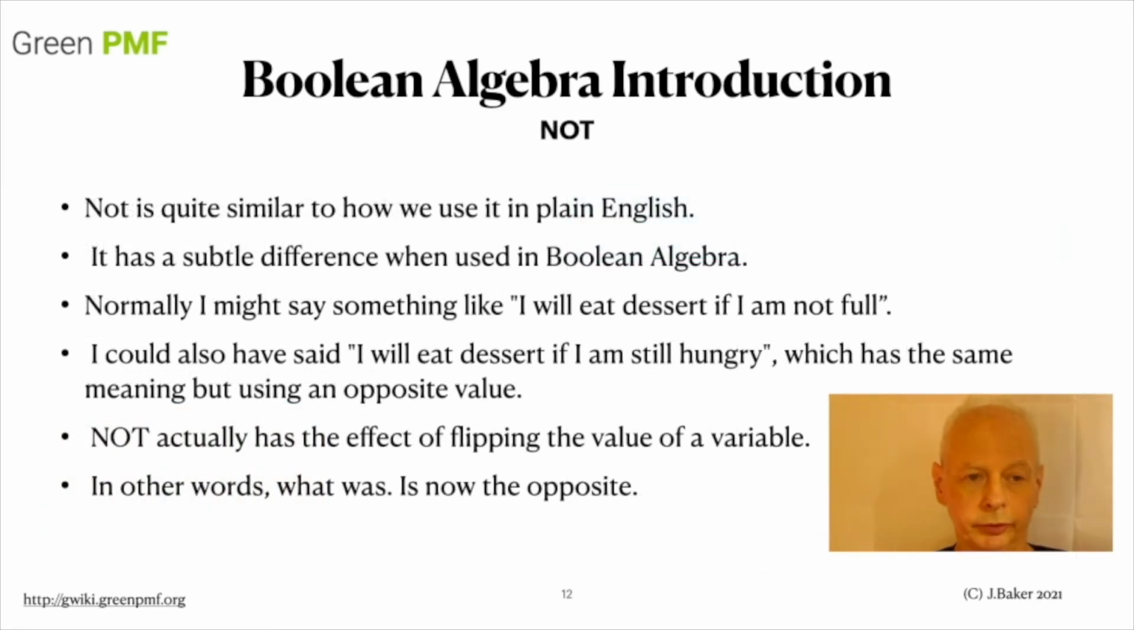Now for a good one. It's called NOT. Go on, have a guess as to what that means. It simply means invert the value. So if it was true before, it becomes false, i.e. not true. If it was false before, it becomes true, or in other words, not false.